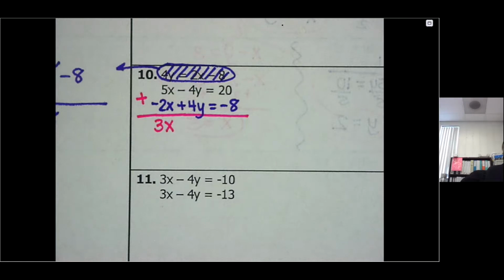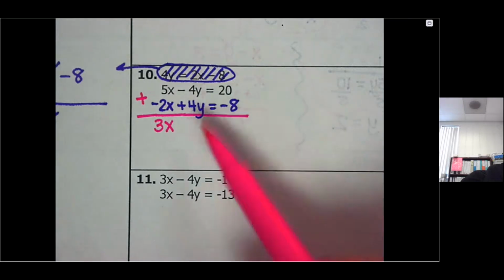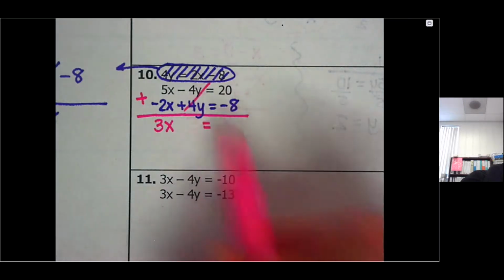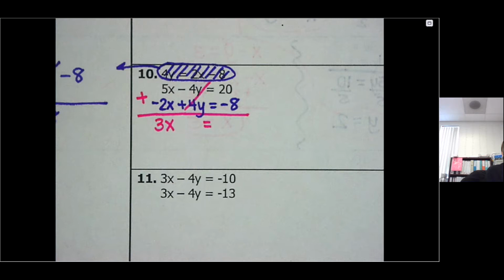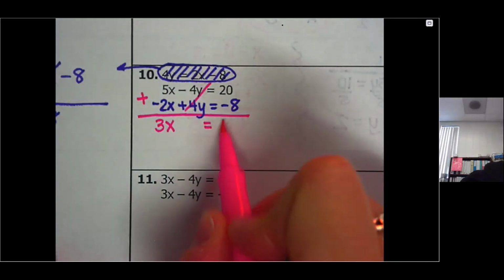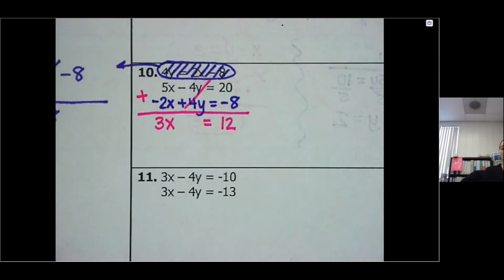What's a negative 4y plus a positive 4y? Yep, crosses off. And then what is 20 plus negative 8? Which just means 20 minus 8. 12. And now you can solve.